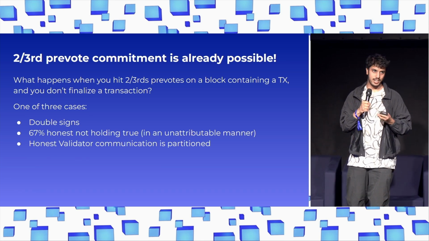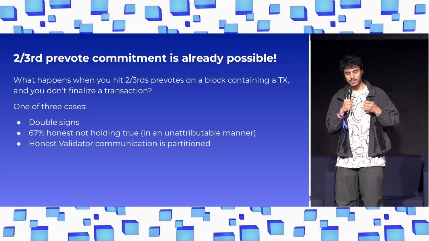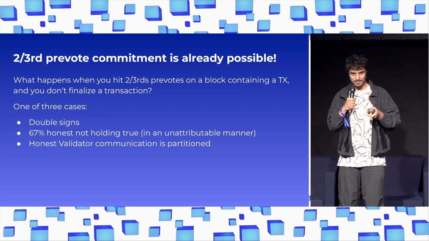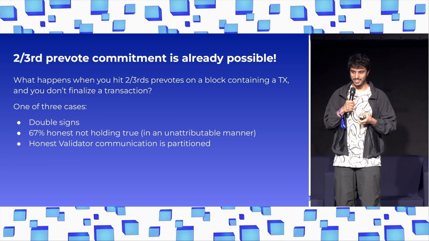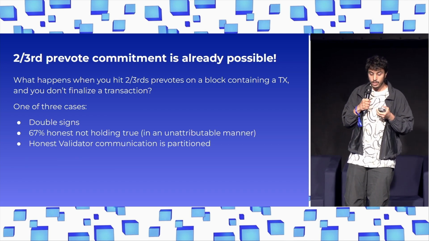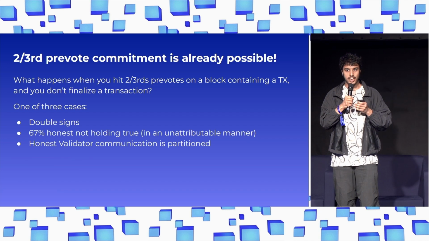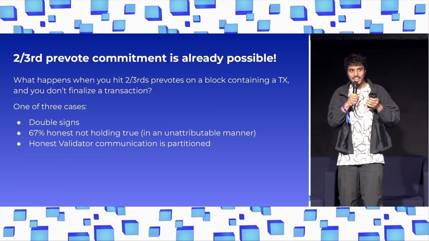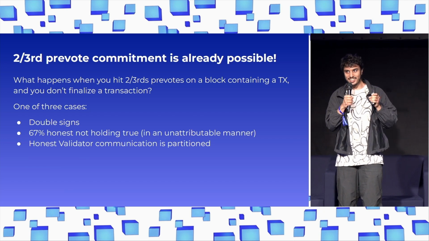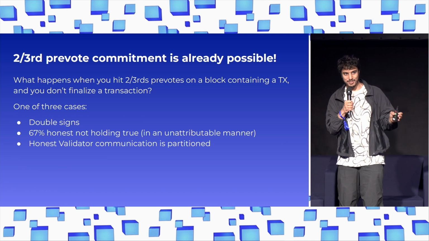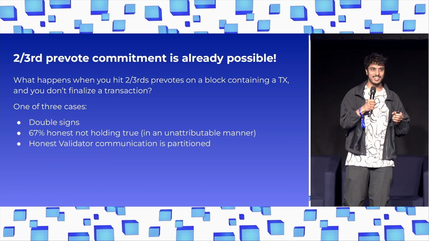There are double signs. Okay, people getting slashed. Another edge case is 67% of validators being Byzantine, but in a way that's unaccountable. But why would they do this? What do they gain? Or the communication graph between all of the honest validators is partitioned. But that's actually a crazy assumption. That's like saying you can control the flow of stopping North America from being able to communicate to Europe or Asia.